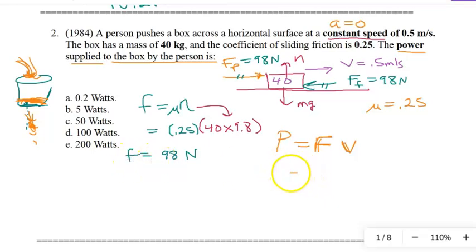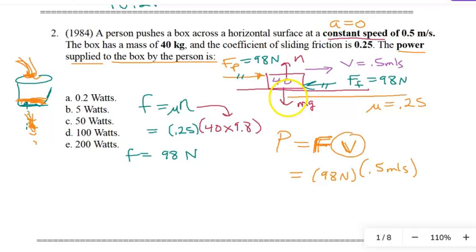So we know the force of the person is 98 newtons. We know the velocity is 0.5 meters per second. So hopefully that makes sense, that clearly the bigger the force, the more power they have, and the quicker they're moving, it means they're literally covering more distance per time. And what is work? Work is force times distance. So the quicker I'm moving, the quicker I'm going through that distance, which means I'm doing work faster. Okay, so when you multiply these two things together, you get 50 watts.